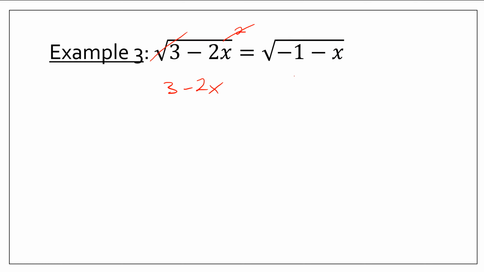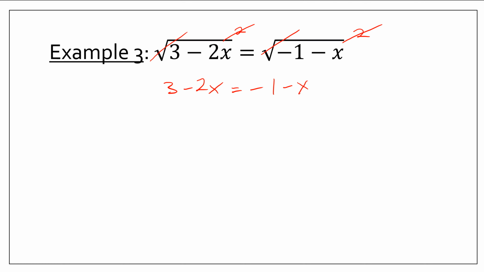But if I square this side, don't I also have to square this side? And notice what happens on the other side. The side kind of looks exactly the same. It's all being square rooted. Likewise here, the square root actually cancels the square, and I'm just left with -1 minus x.